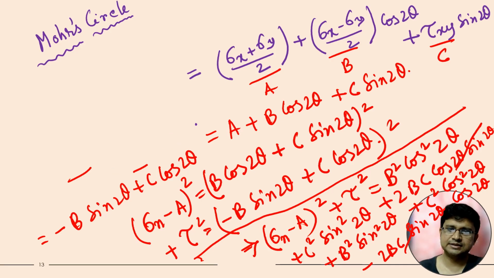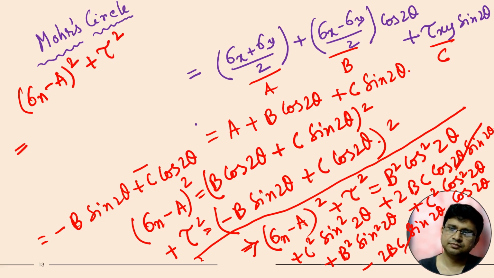Finally the term will look like this. This term will be sigma n minus a tar whole square plus tau square equals b square cos square 2 theta plus b square sin square 2 theta. So it will be b square. Then c square sin square 2 theta plus c square cos square 2 theta. So it will be plus c square. So this will be b square plus c square.